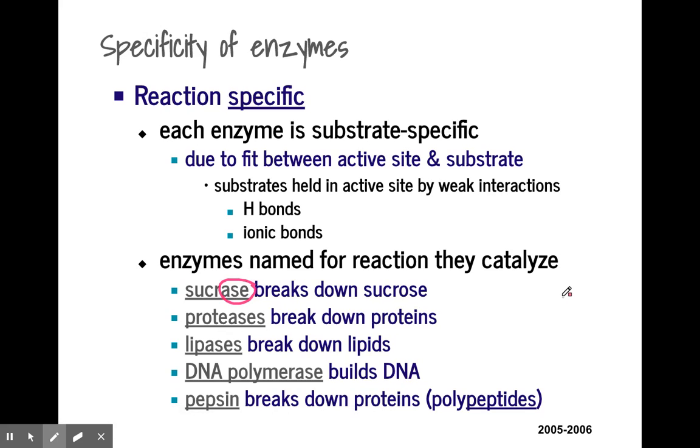So if it ends in ASE, ASE equals an enzyme. Okay. If it ends in OSE, OSE is going to be a sugar. So let's look at some of these enzymes. Sucrase breaks down sucrose. Proteases break down proteins. Lipases break down lipids. DNA polymerase builds DNA. And pepsin breaks down proteins.